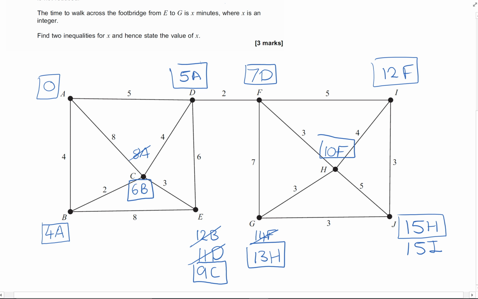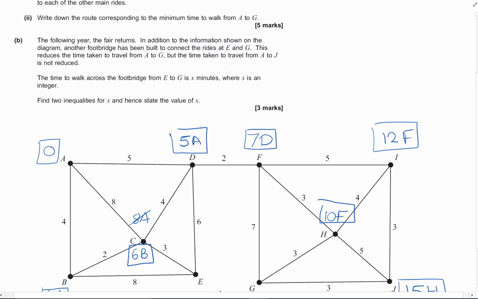Okay, so that's how we use Dijkstra's on this diagram, this network, and that's worth 4 marks. Getting all this correct with all the crossing out that I've done and no more, you will get your 4 marks. Now scrolling back up, write down the route corresponding to the minimum walk from A to G.